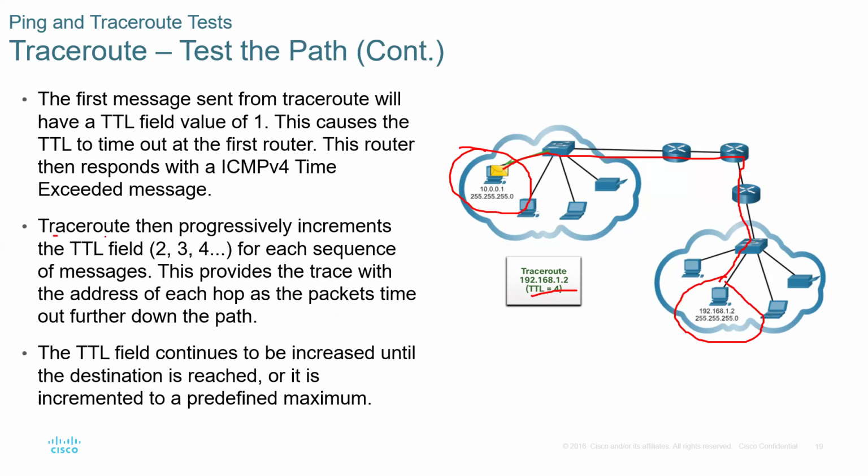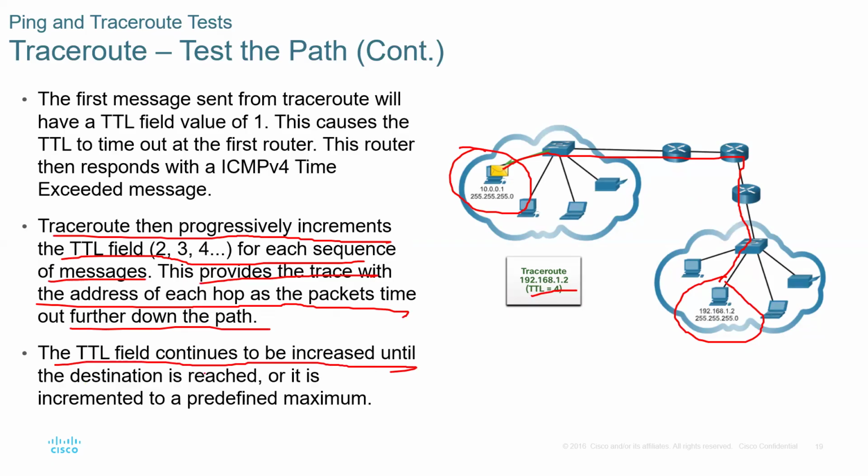So you see the traceroute then progressively increments the TTL field, 2, 3, 4, for each sequence of messages. This provides the trace with the address of each hop as the packet times out further down the path. So the TTL field continues to be increased until the destination is reached or is incremented to a predefined maximum.